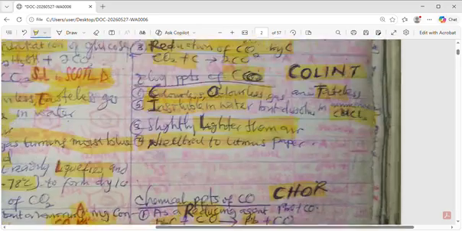And it can be used to produce methanol, that's CH3OH. So that's what I have for you today from the topic oxides of carbon.